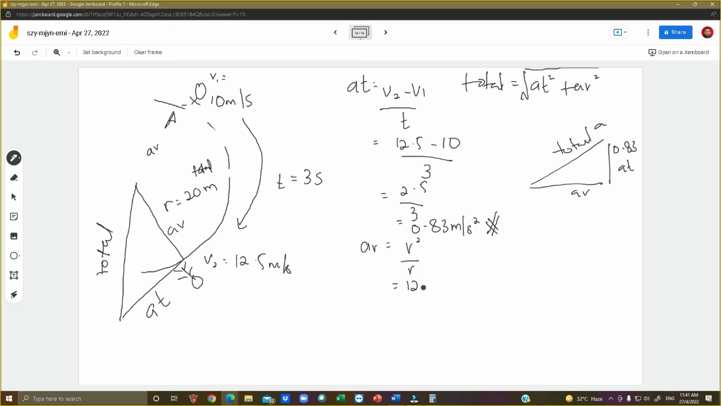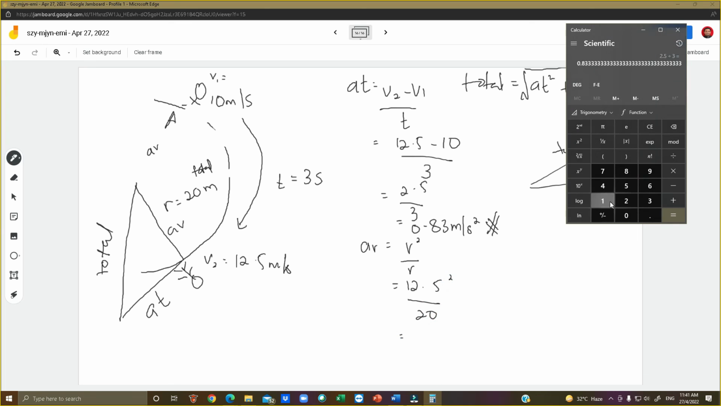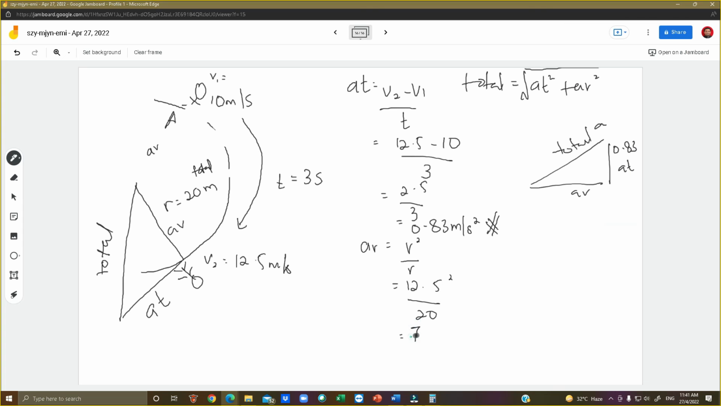Equals to 12.5 square bagi dengan 20. So we have 7.81 meter per second square. Okay, kita ada AR dia 7.81 meter per second square.